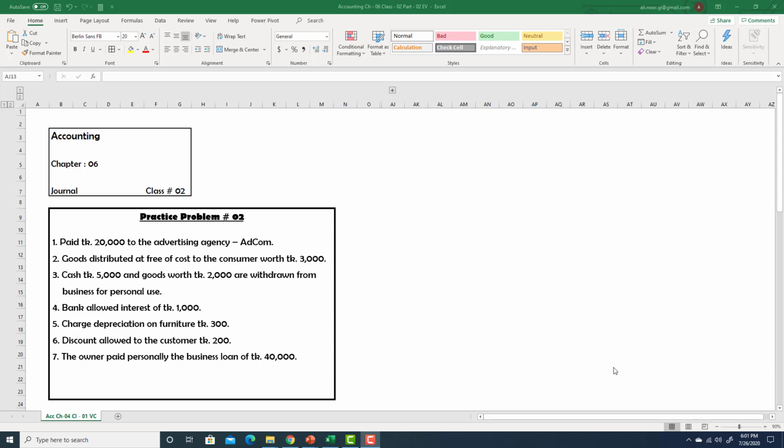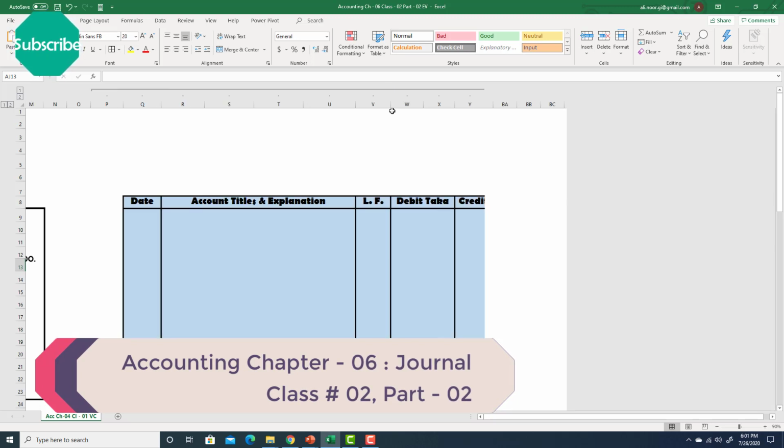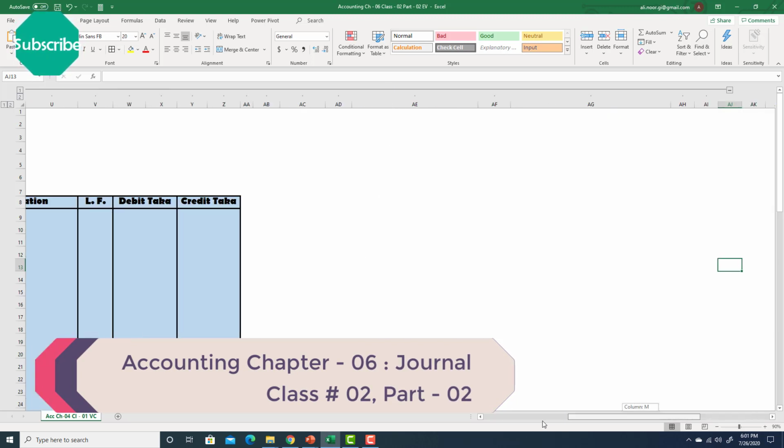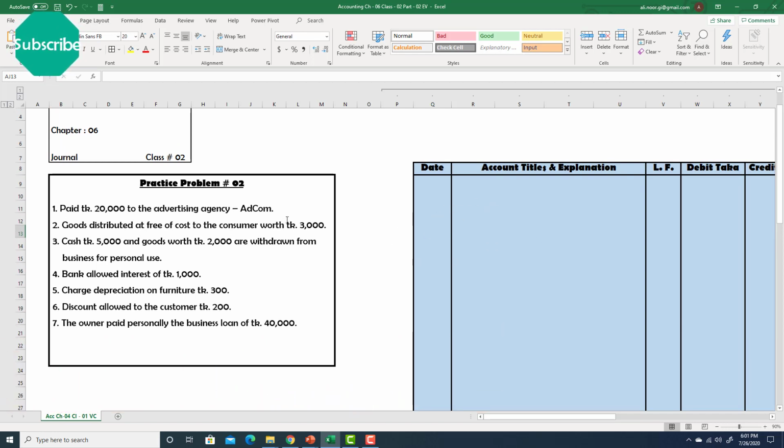Well, this is the math we are going to solve today. To solve this math, I have already prepared my specimen for general journal, and here it is. So I will record these entries into this table. Okay, so let's read the problem, practice problem, and the transactions.